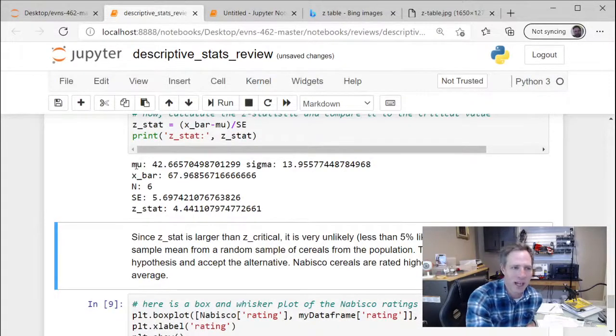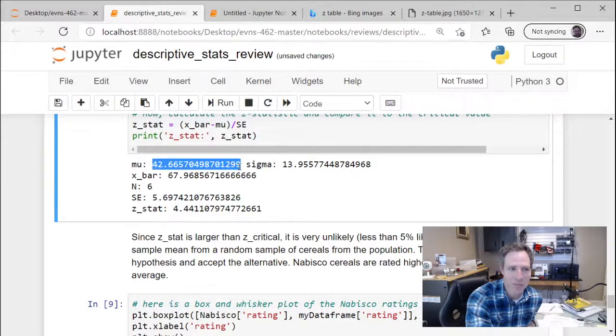So what I've calculated here, and I've used these names to communicate what's going on. Mu is the mean score of all the cereals in the population, which, again, is not actually the population of cereals, but it's our population, 77 cereals. So this is the mean score of all the cereals. And this is the standard deviation. All right, so the population statistics are required in order to do a z-test.